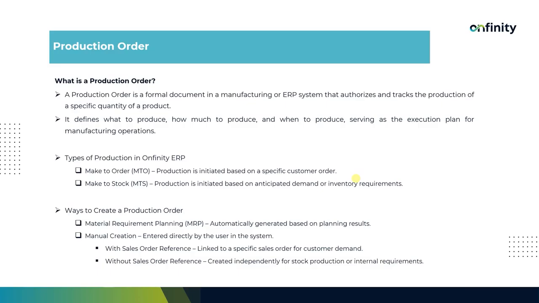One method is through material requirement planning, where it is automatically generated based on planning results. Another method is manual creation, where you can enter the production order directly in the system. You can also create it with a sales order reference for customer demand, or without a sales order reference for stock or internal requirements. Now move to the system to create a production order.